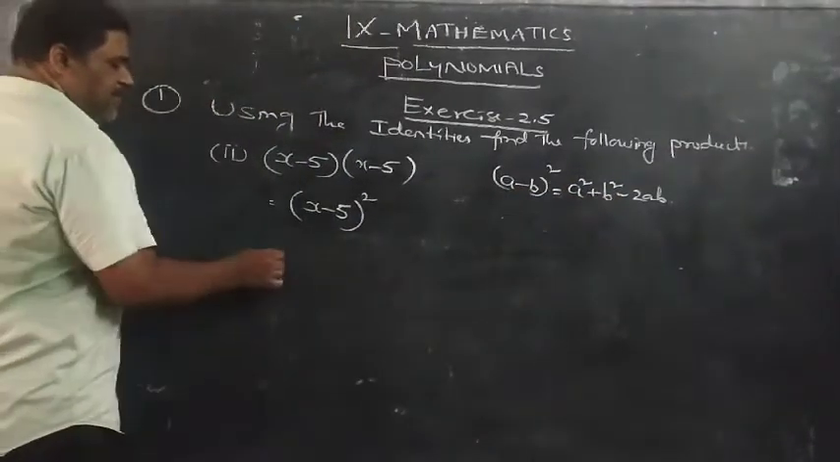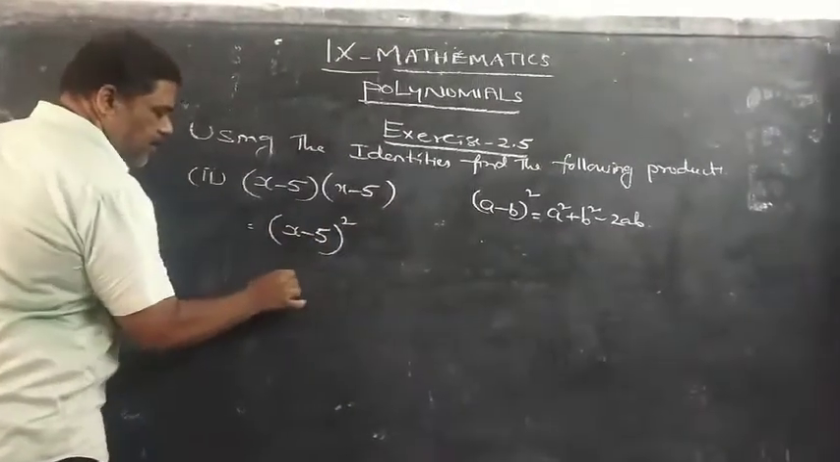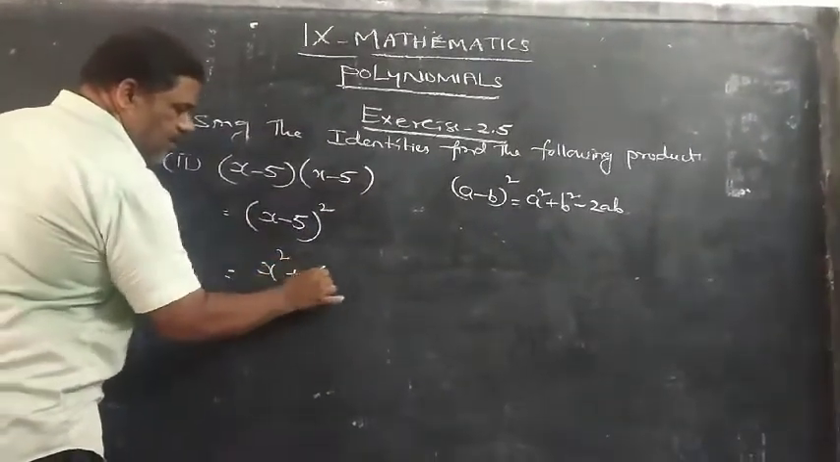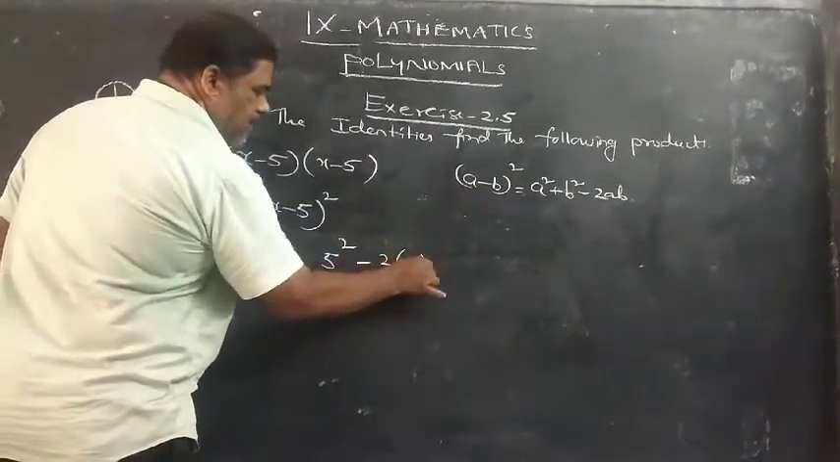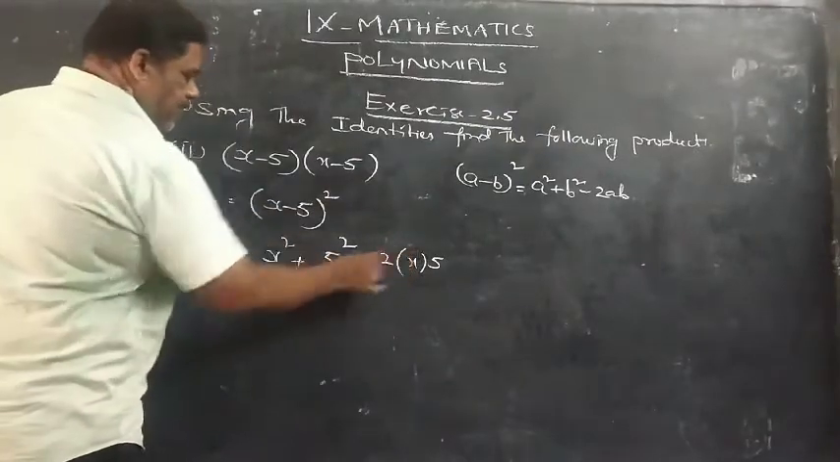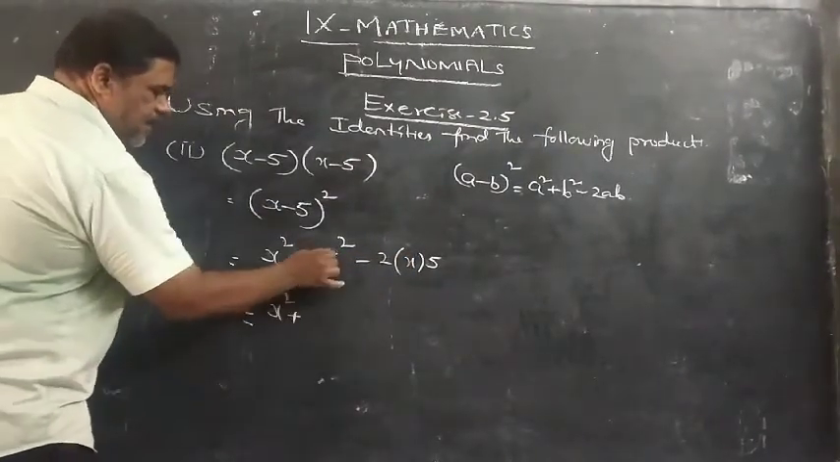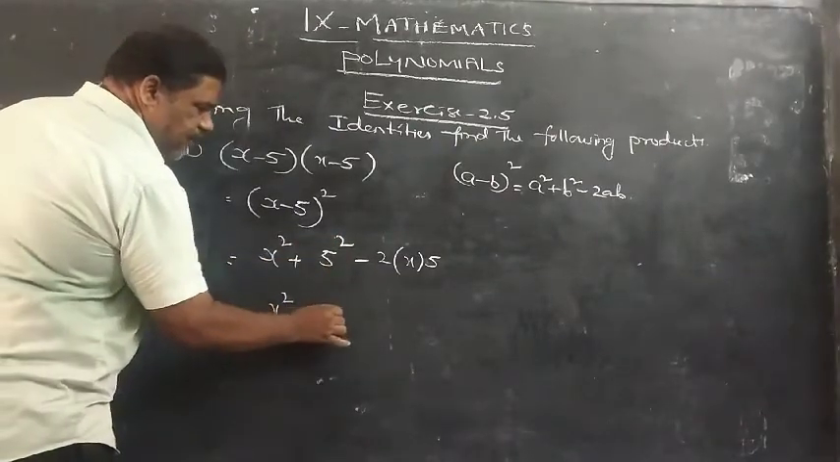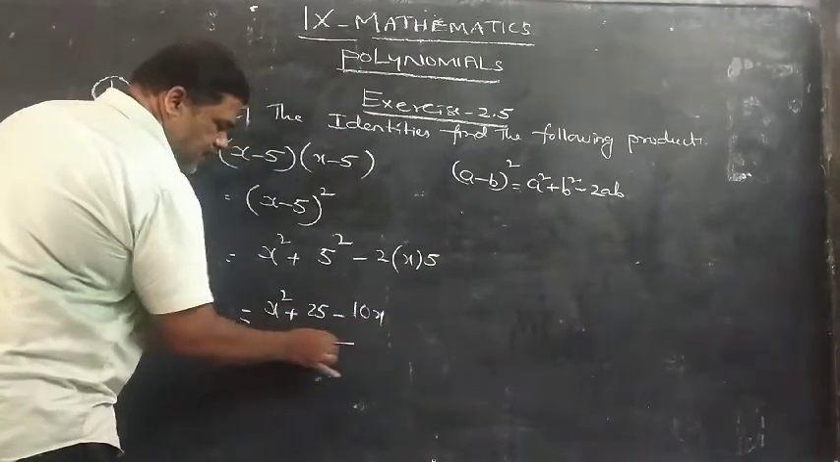So here let us use that formula. A minus b whole square is a square plus b square minus 2ab. A is x, b is 5. So x square is x square, 5 square, 5 into 5 is 25, and 2ab: 2 5s are 10 into x, 10x.